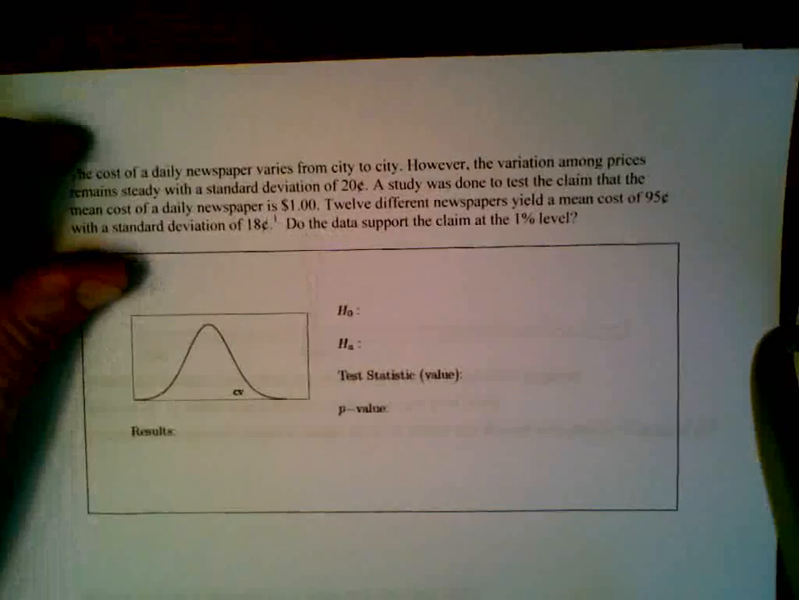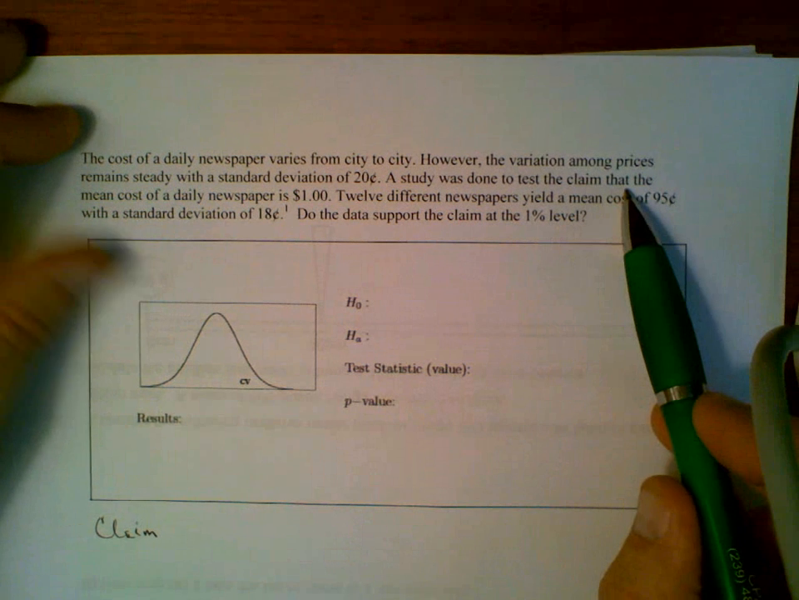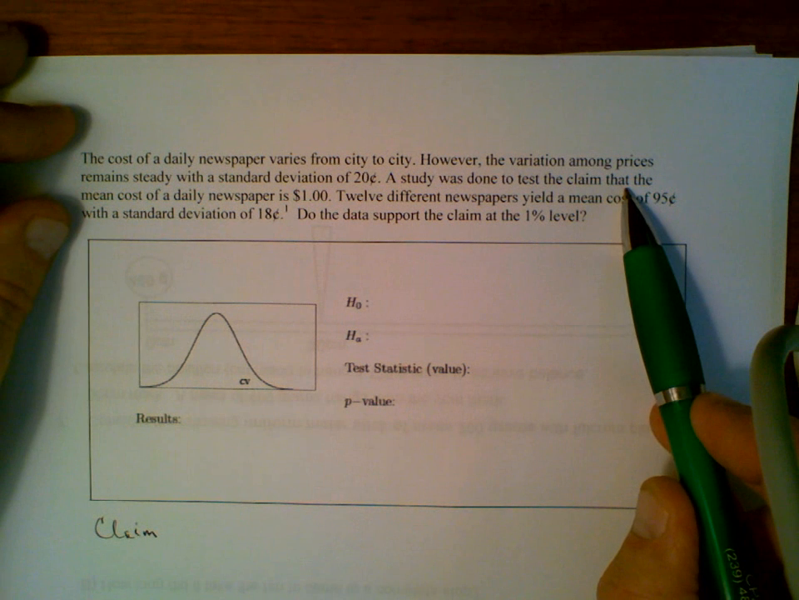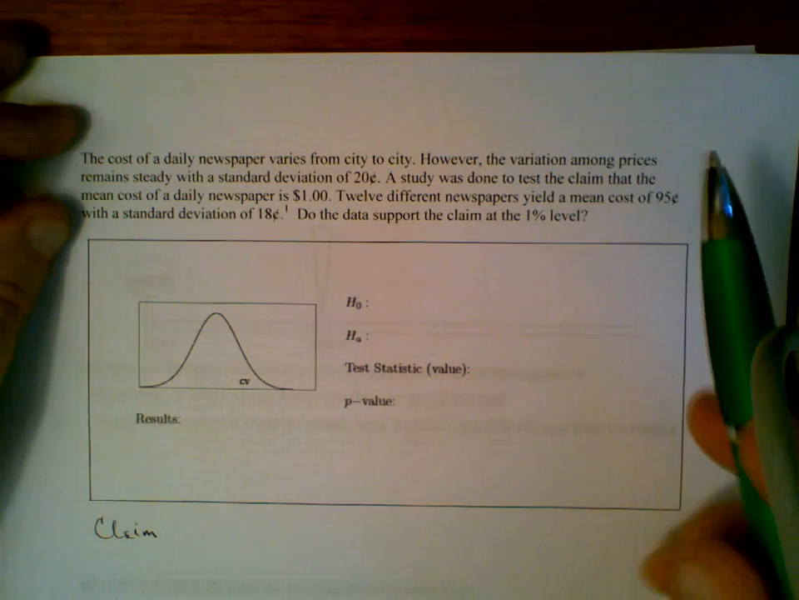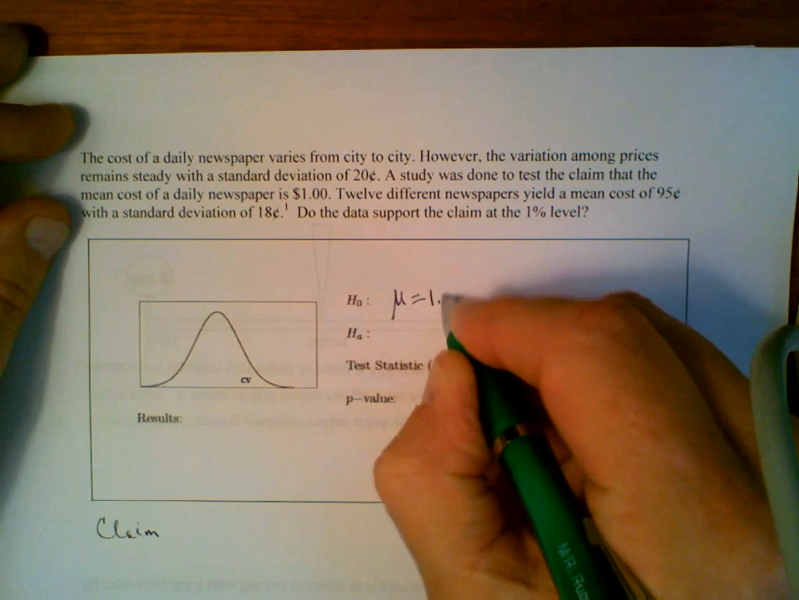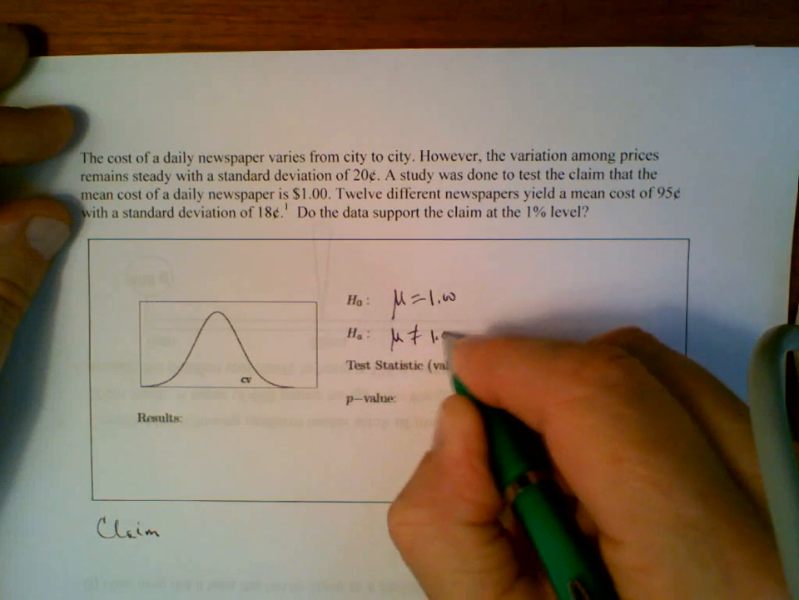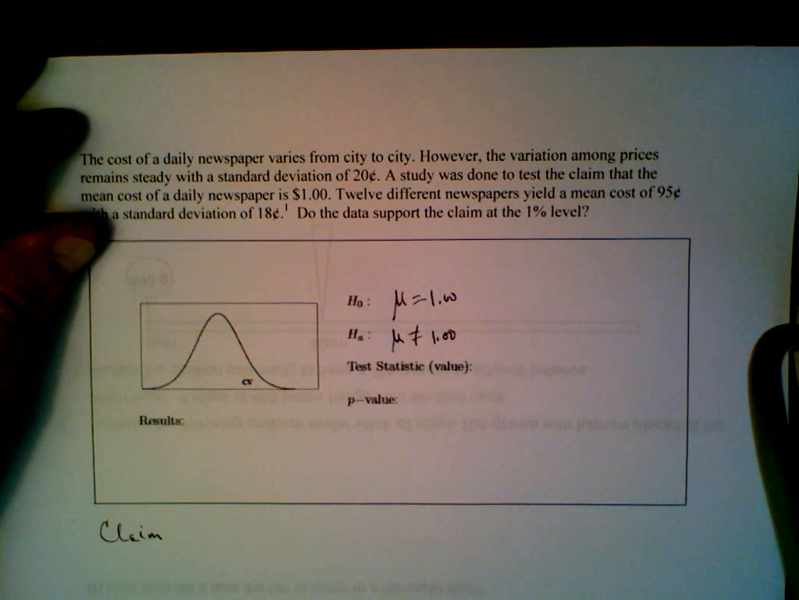We start with the claim. The claim is that the mean cost of a daily newspaper is $1. That's pretty easy to express. Mu is equal to $1. Then, of course, that's the null hypothesis because it's got an equal sign in it. The alternate hypothesis is mu is not equal to $1. First thing done.